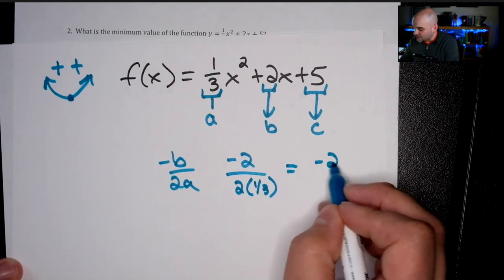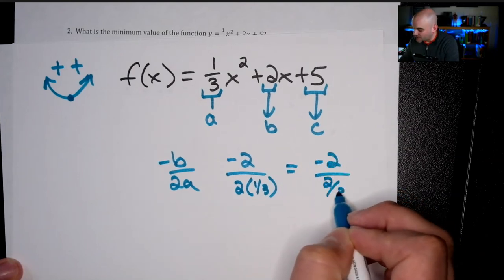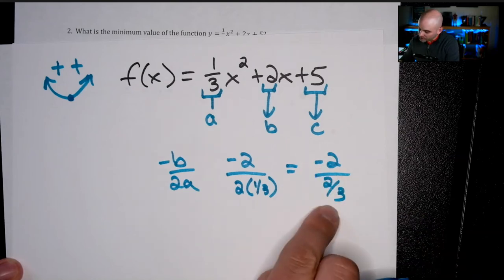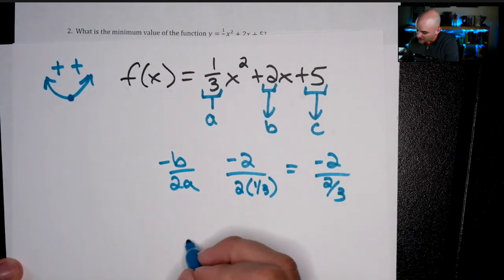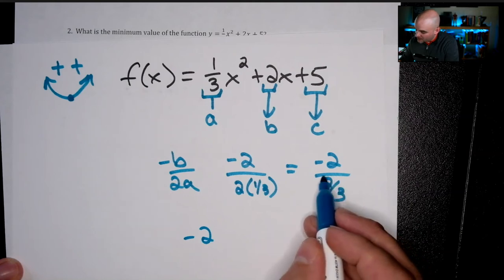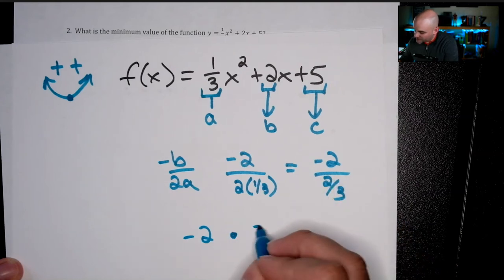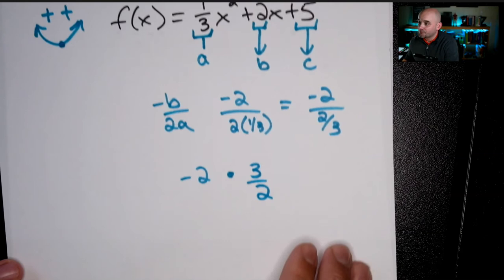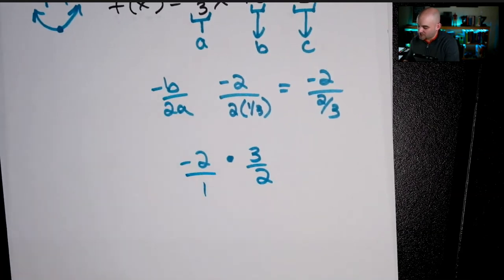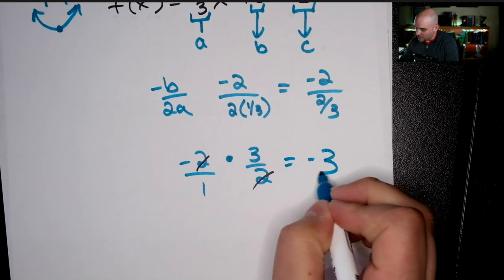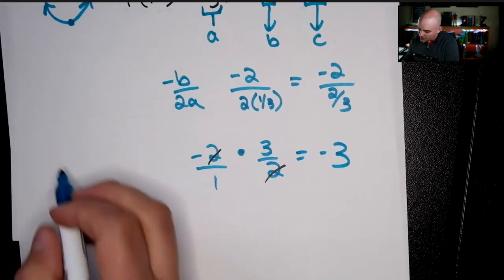This equals negative 2 over 2/3. To simplify this, I'm going to keep that top one the same, switch to multiplication, and flip this fraction. And so I got negative 2 over 1 times 3 halves. The negative 2's cancel, and I end up with just negative 3 here as my x-coordinate. So the x-coordinate is negative 3.